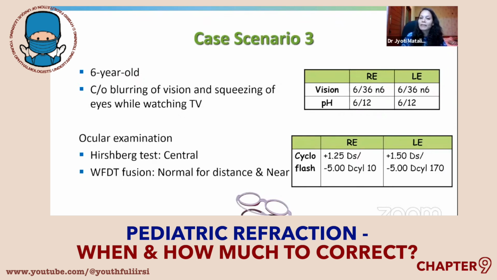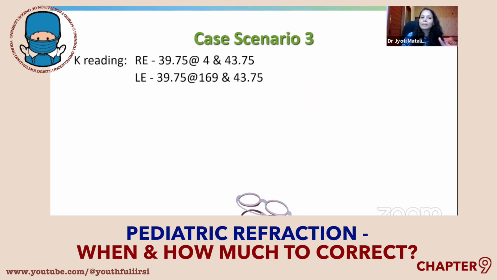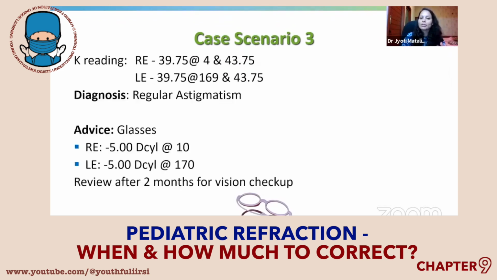These patients have to be given glasses earlier. So in this case, a patient has come at 6 years. Yes, you will be giving him glasses. Prior to that, get the K reading done, because you need to know the cause for this. Is it lenticular? Because that will not get corrected by glasses alone. But if it is corneal, you need to give glasses and the patient should be fine. So regular astigmatism, give glasses and call him 2 monthly to see vision checkup, or to introduce exercises if the vision does not improve after 2 months.